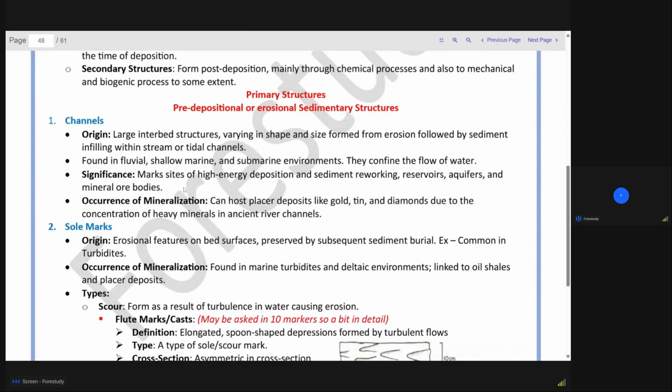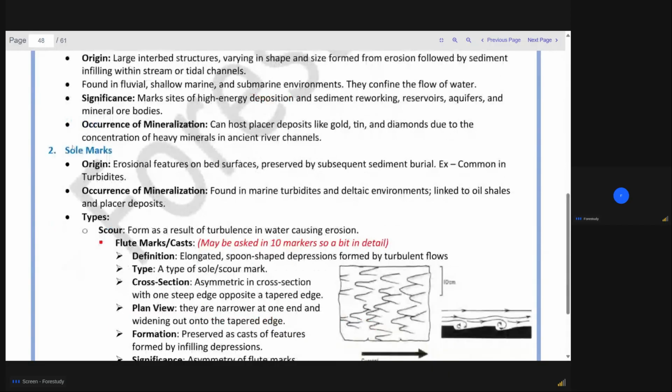Now I will come to sole marks. Okay, sole marks. Remember, sole marks means bottom markers. Okay, so at the bottom you have soles, like shoe soles, right? So it will be at the bottom, just like shoe soles. Origin: erosional features on bed surface preserved by subsequent sediment burial. Example: common in turbidites. Okay, common in turbidites.